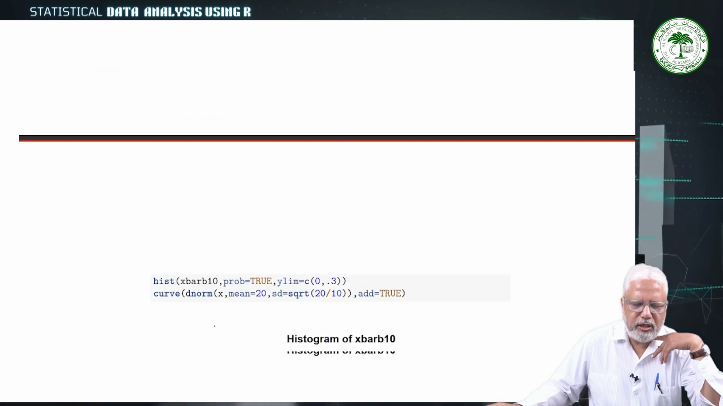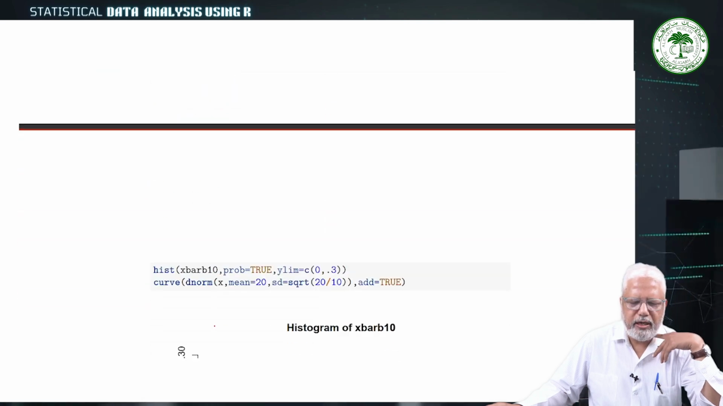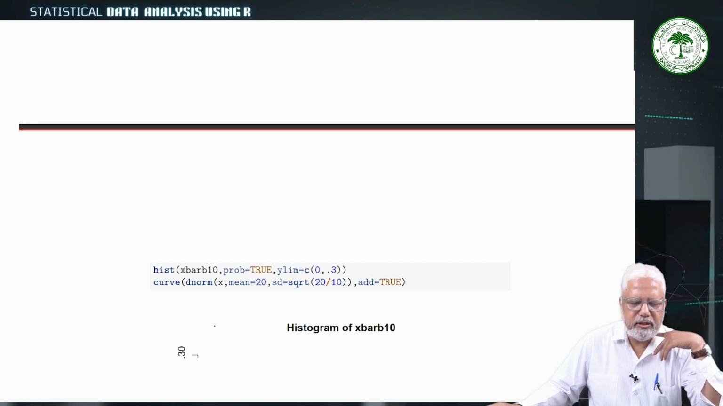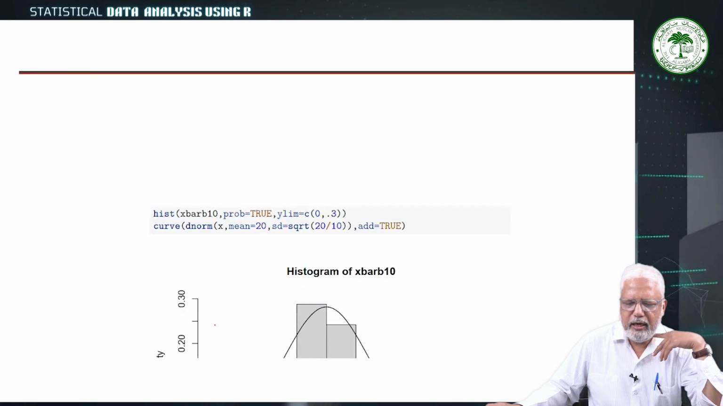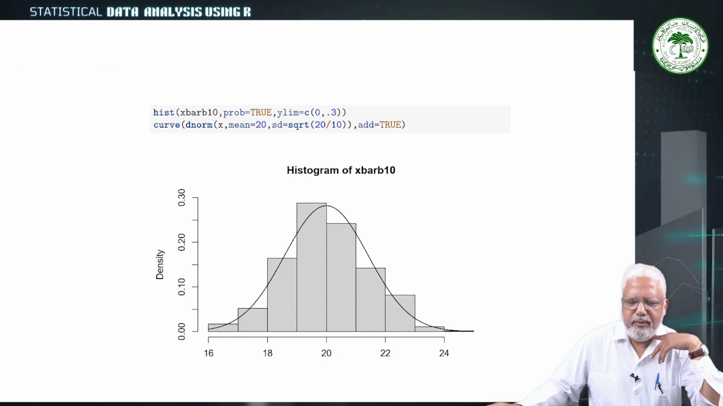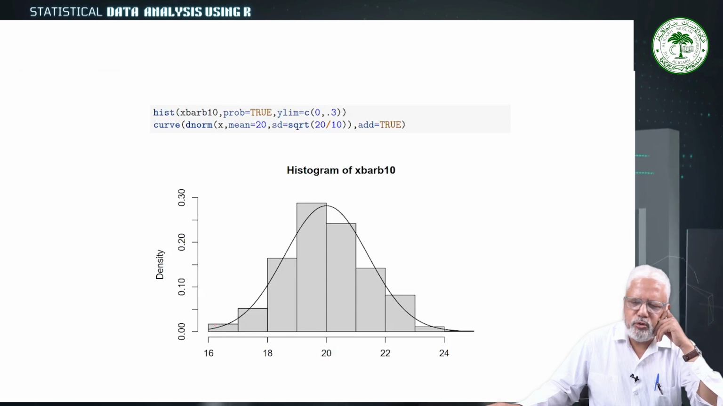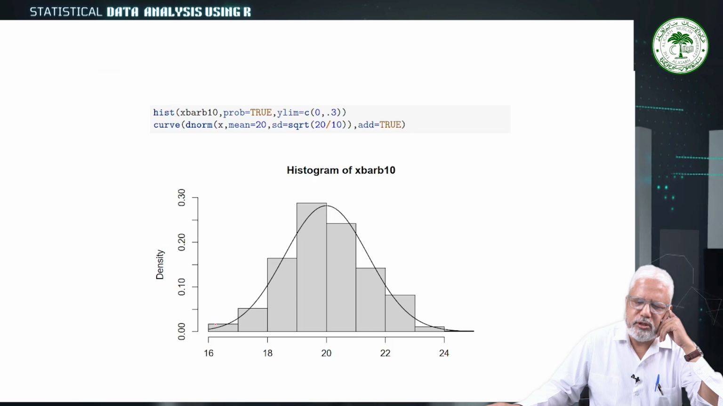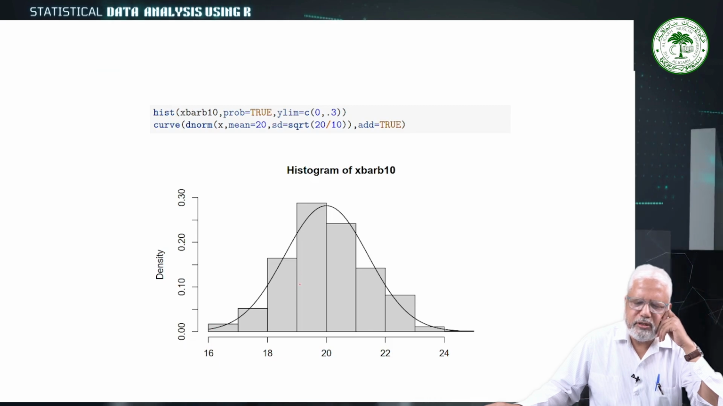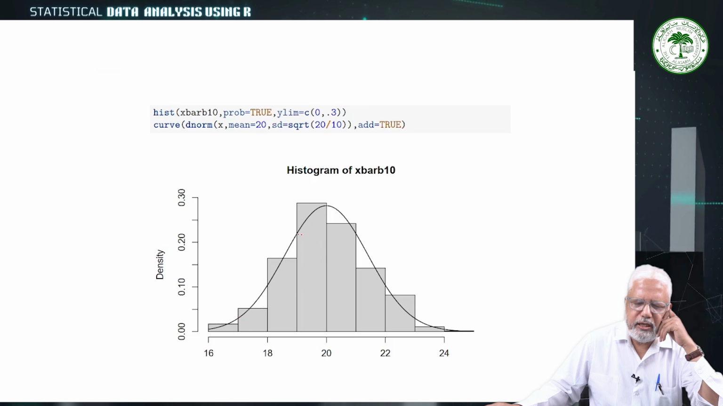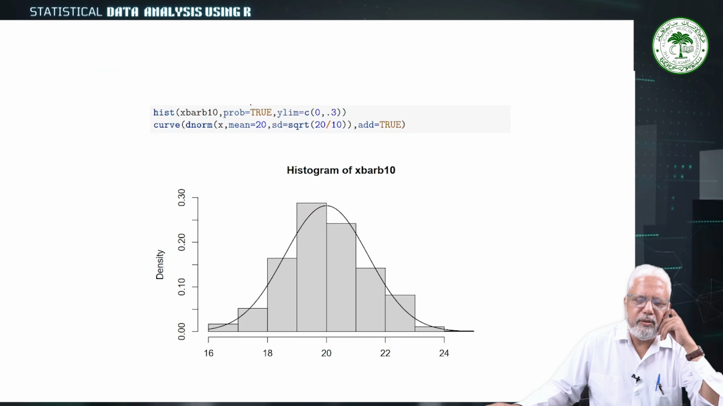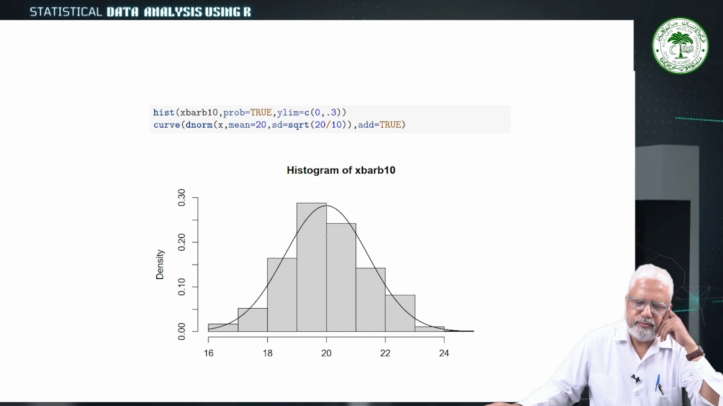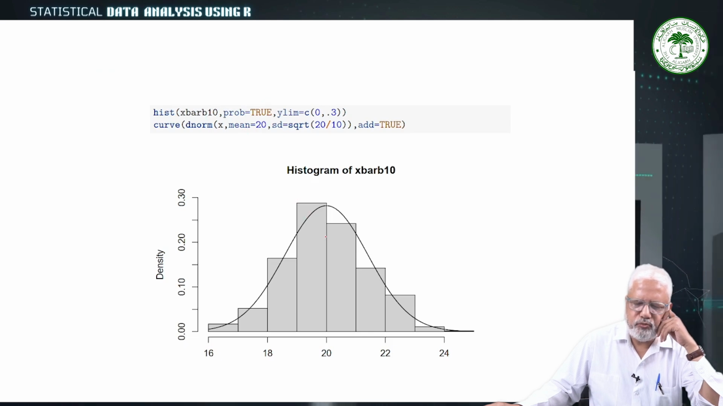And when we make a histogram, hist x bar 10, prob equal to true, ylim equal to this thing, and curve dnorm with mean equal to 20, SD equal to the square root of 20 by 10, and add equal to true. See here, when lambda is equal to 20, it is very close to the normal distribution. This histogram is based on the simulated data, whereas this normal curve is because of the CLT, and they are in close agreement. So that means it works well.